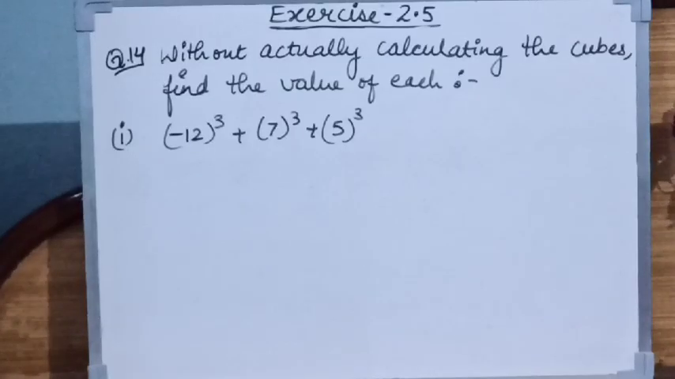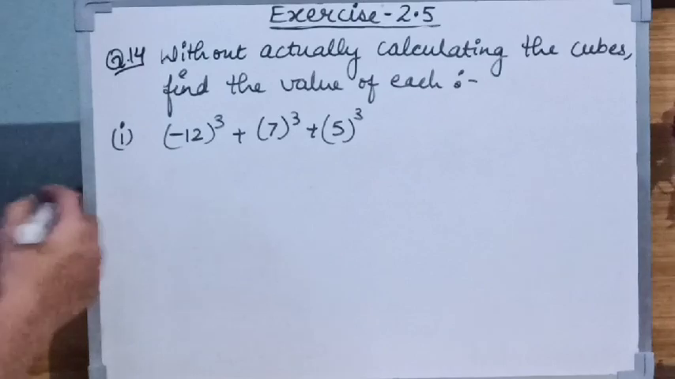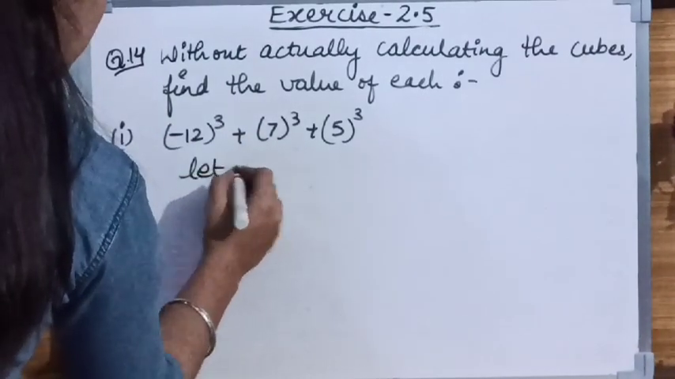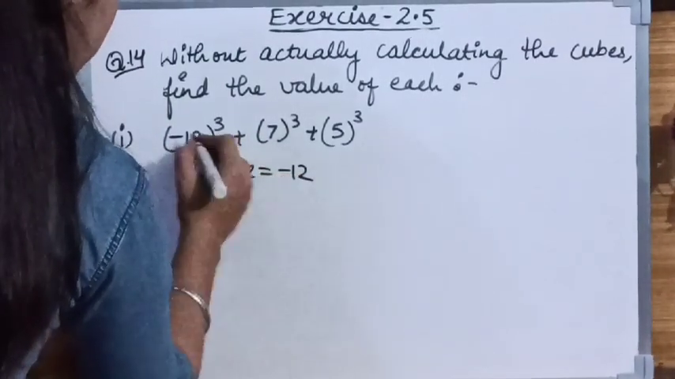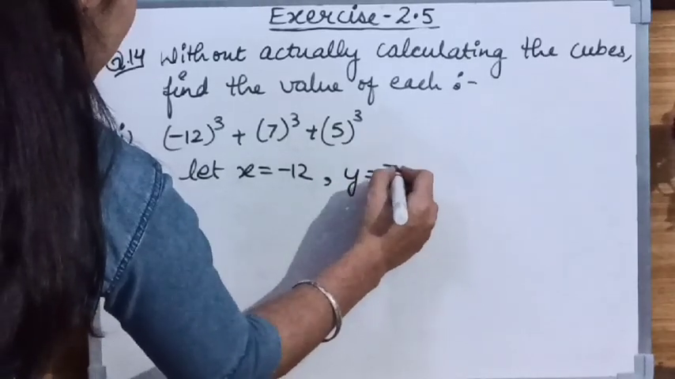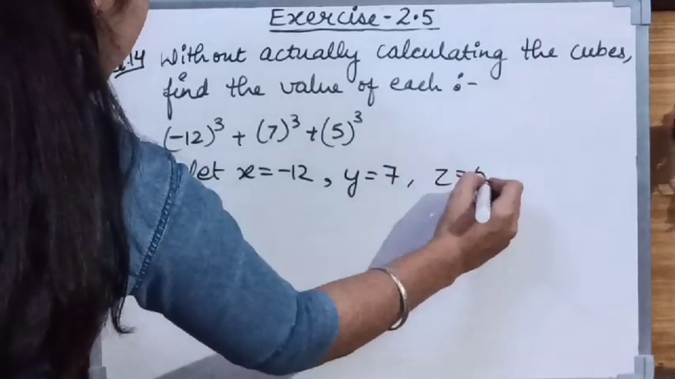Now we are moving to the next question. Here we have question number 14. Without actually calculating the cubes, find the value of each. In this question we have two parts, and this one is part 1: minus 12 cube plus 7 cube plus 5 cube. It is said, students, that you do not have to actually calculate the cubes; you have to find the value directly. So for that I am going to let the value of x be minus 12, the value of y be 7 and the value of z be 5.